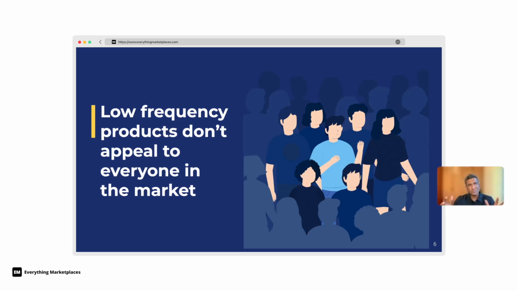So that's what the larger part of the presentation is, and then later during the presentation, I'll deep dive into one particular aspect. Let's say the infrequency aspect, and then we'll talk in a little more detail about how we counter infrequency as a dimension. Now, low frequency products don't appeal to everybody in the market. It's good and it's bad.